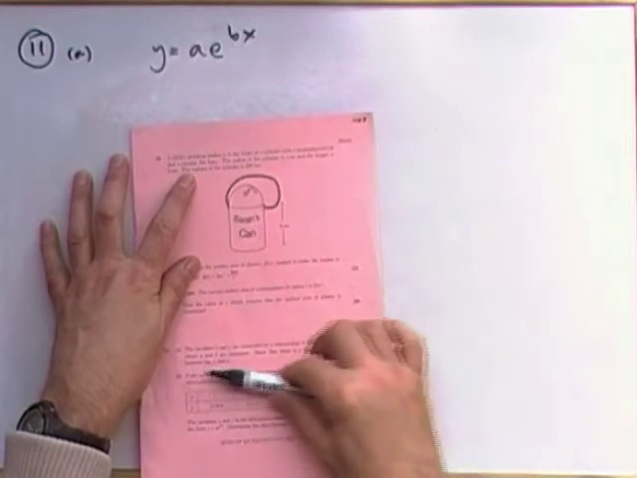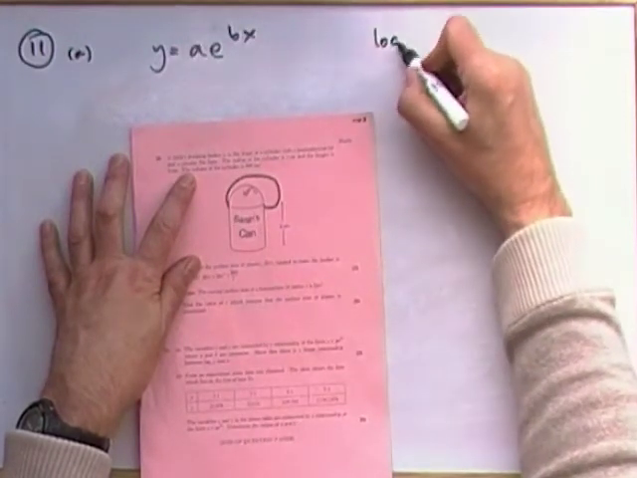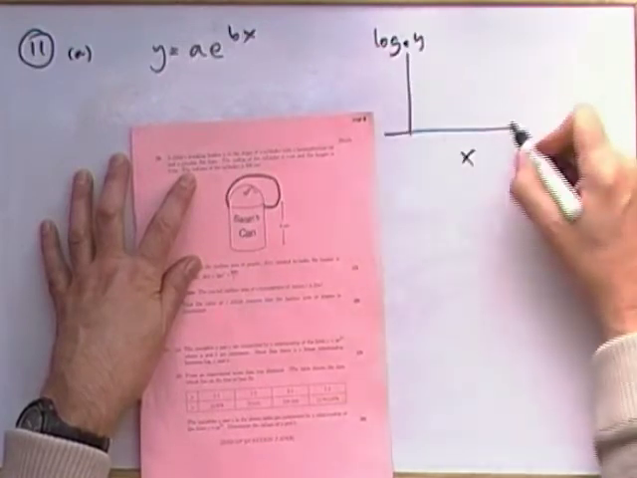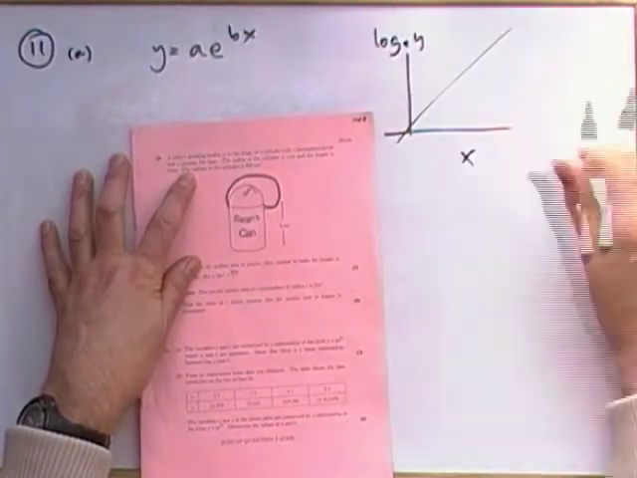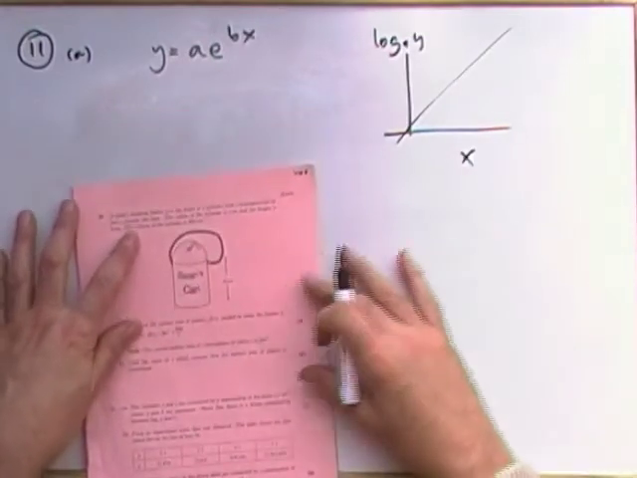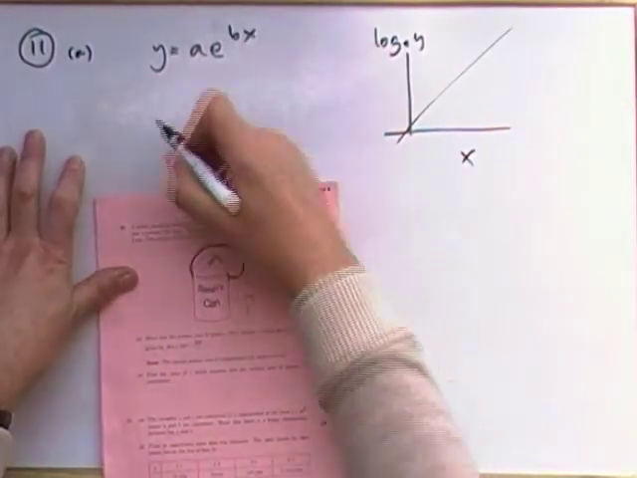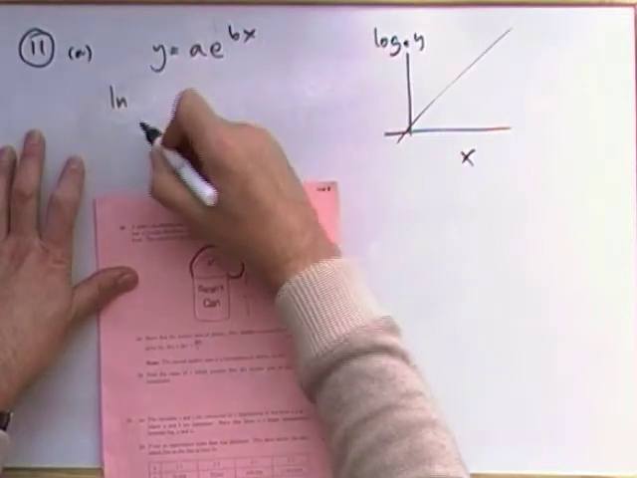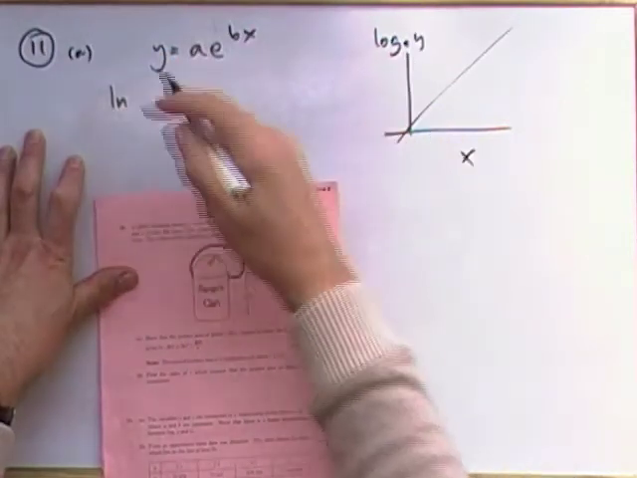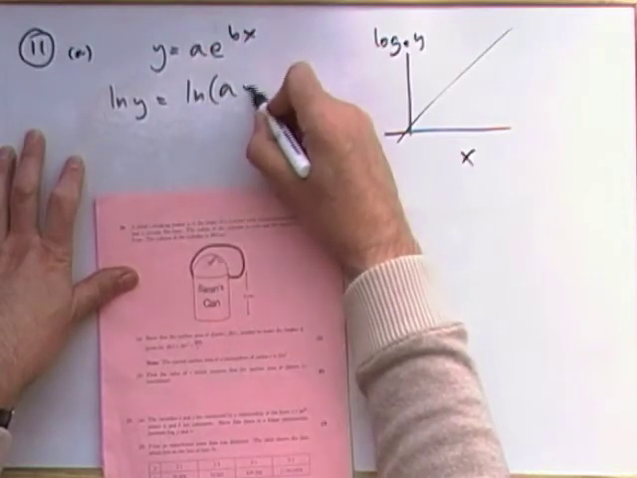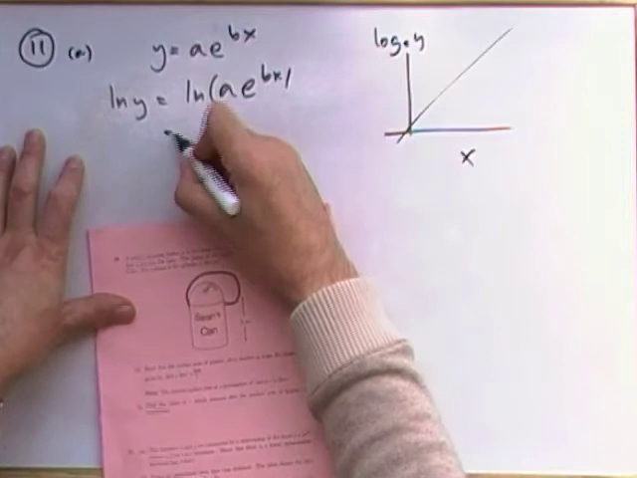In other words, if you were to draw the graph of log y and x, as that's the axis and that's that axis, it would be a straight line of some sort. Well, start breaking it apart using logs then. So take logs of both sides. So you've got ln, it says log base here, just write ln. ln y would be the same as ln of a e to the bx.